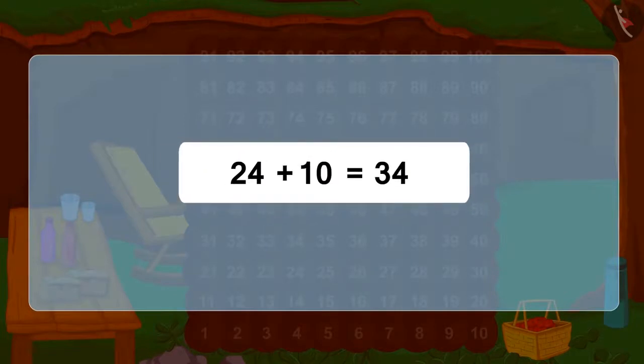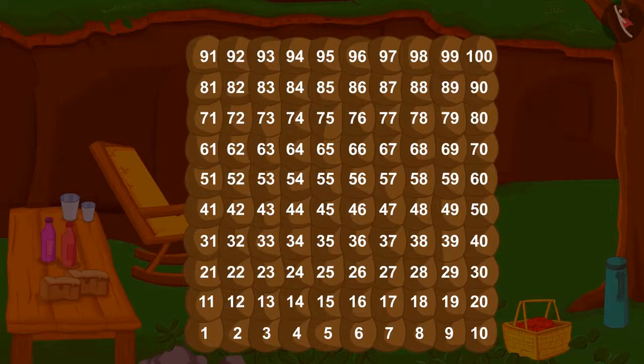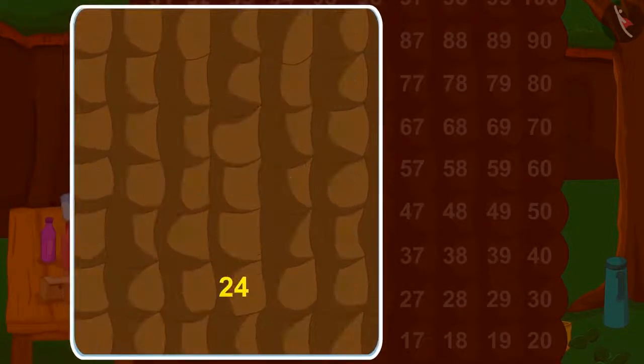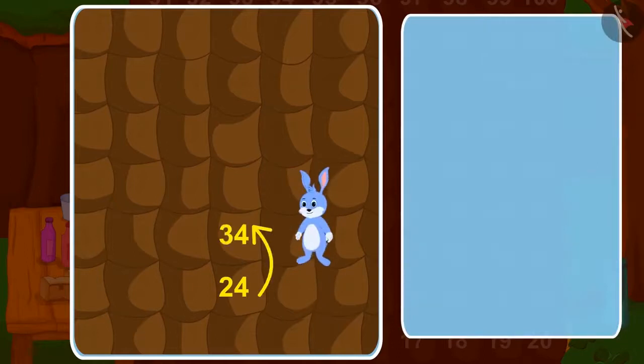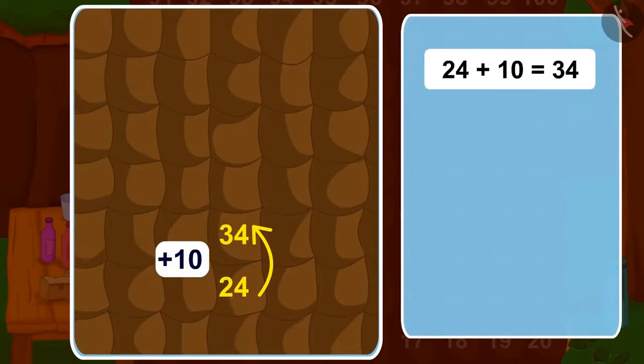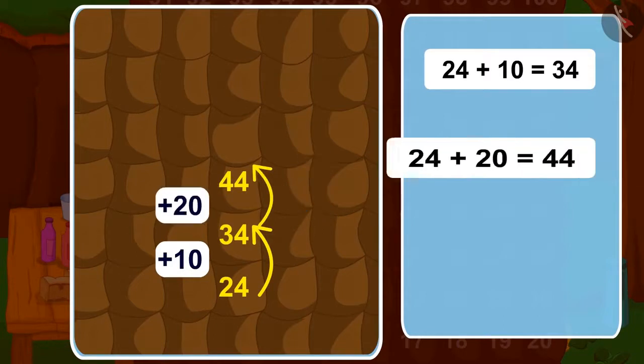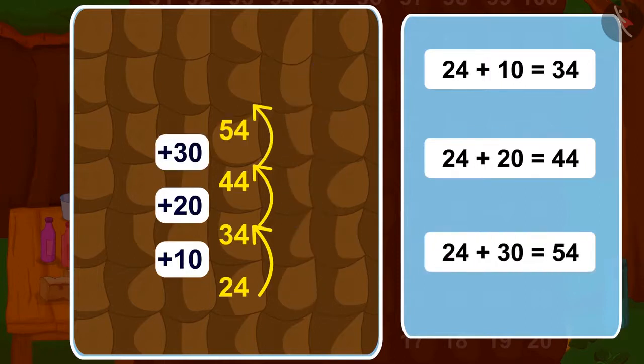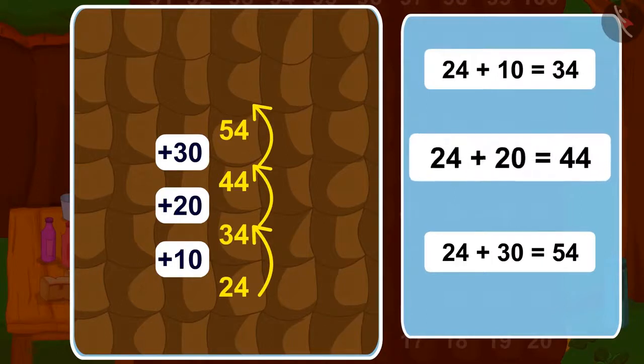Do you know an exciting thing about Bunny's house? If we jump up from any room, we can move 10 steps forward. That is, add 10. In the same way, if we take 2 jumps above, how many steps will we add? 20. 3 jumps up, 30. In this way, one can easily add 10 with every jump up from any room number.